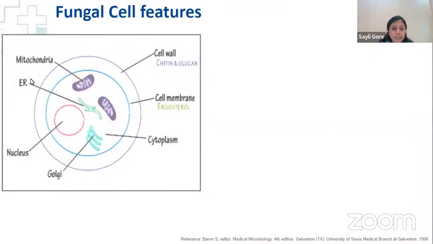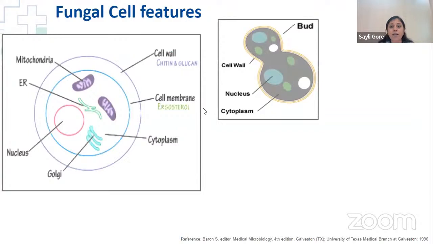So this is how a basic fungal cell looks. They have a cell wall, cell membrane, cytoplasm, nucleus, mitochondria, reticulum, and Golgi apparatus. So when you look at a fungal cell, what exactly are you looking at? Are you just looking at one cell? You're looking at multiple cells, or you're looking at buds? You're looking at yeast cells, or you're looking at the thread-like structures which are called hyphae or mycelium.